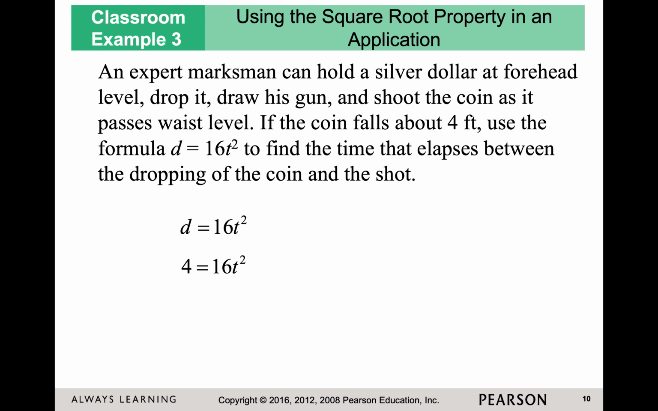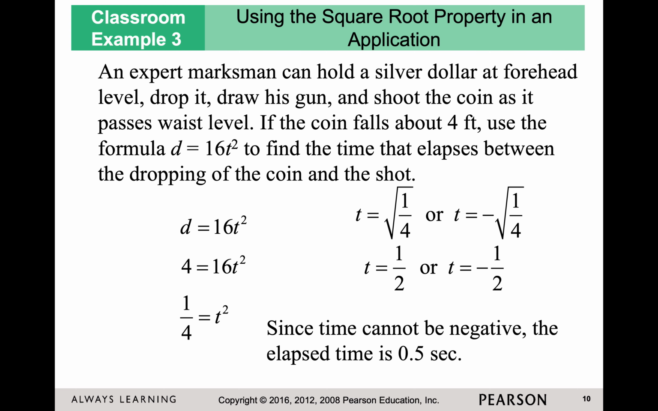Well, I know my distance is 4. That's what he told me. So if I'm solving for time, I'm plugging in 4 for my distance. I'm dividing both sides by 16. Then I'm going to take the square root. Well, mathematically, in our perfect math world, we know we get a positive and a negative answer. But can time be negative? Think about that for a minute. Can you have negative time?